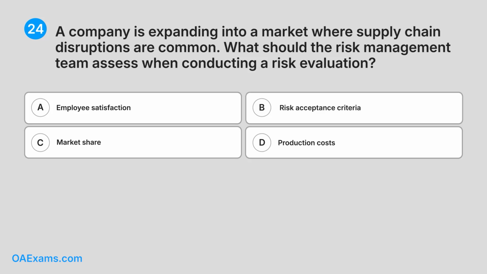24. A company is expanding into a market where supply chain disruptions are common. What should the risk management team assess when conducting a risk evaluation? A. Employee satisfaction. B. Risk acceptance criteria. C. Market share. D. Production costs. Do you know the answer?